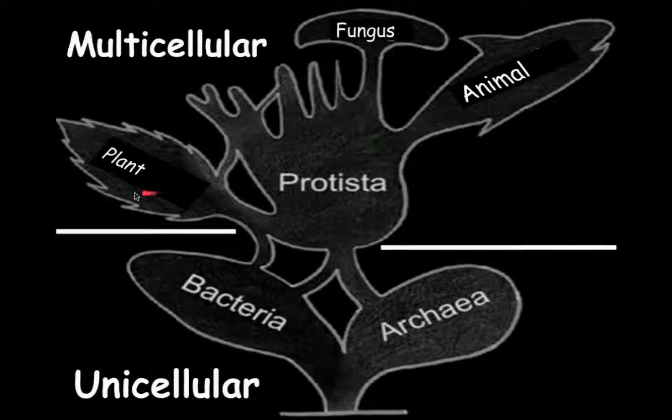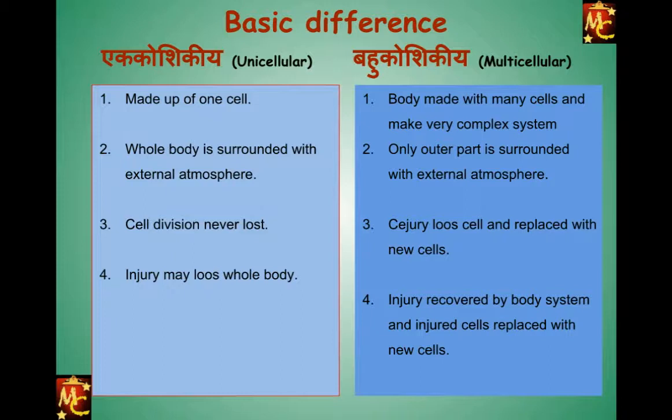We actually depend very much on plants because plants provide us food, and many fungi are also useful in life. For example, yeast, they ferment. And animals, human is also one of the animals, and the most advanced animal, as I say. Okay, so let's see what is the difference between unicellular and multicellular organisms.